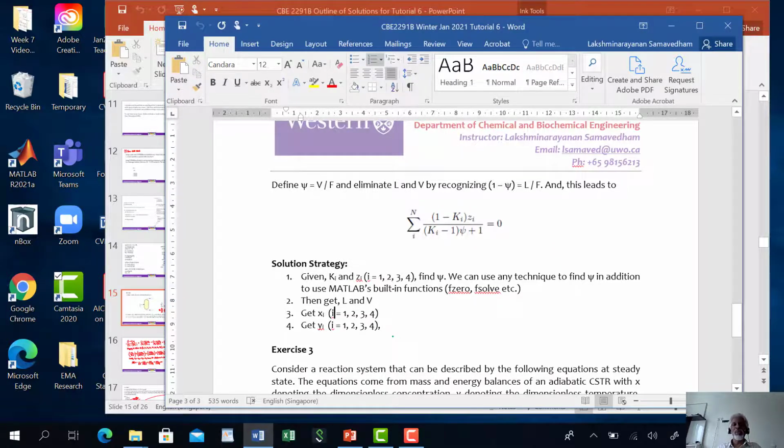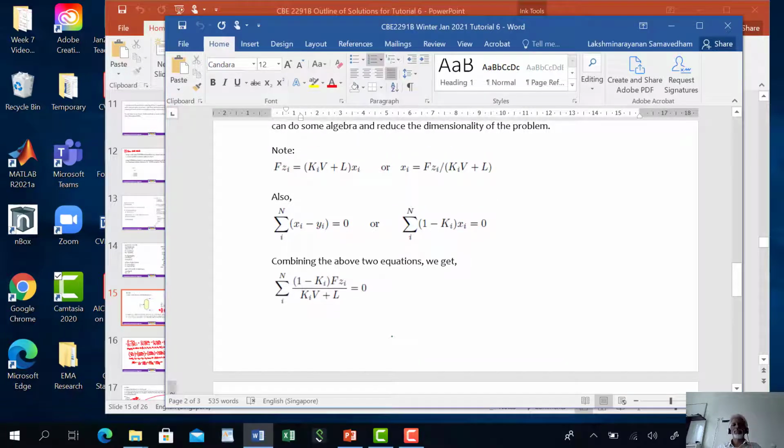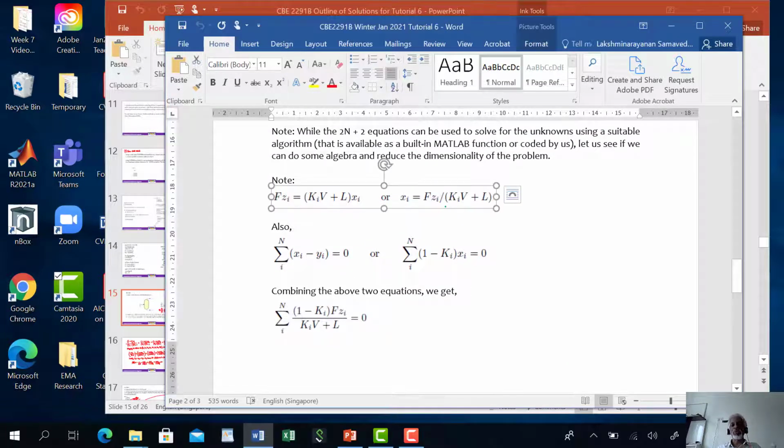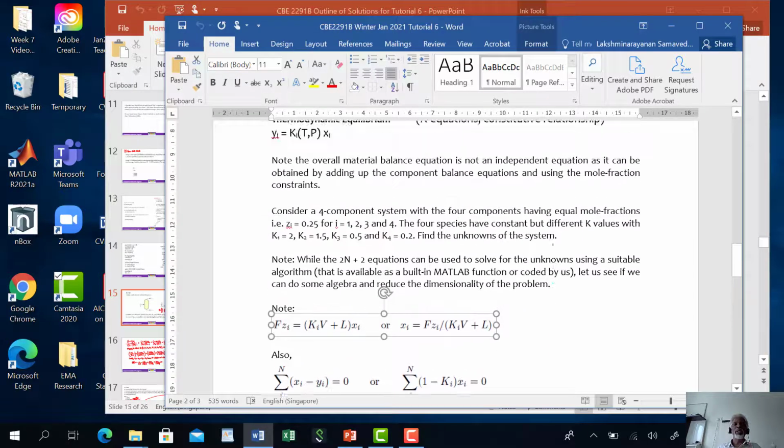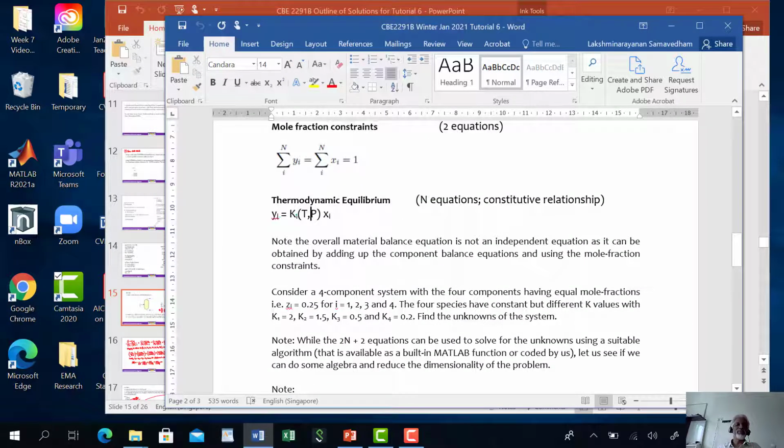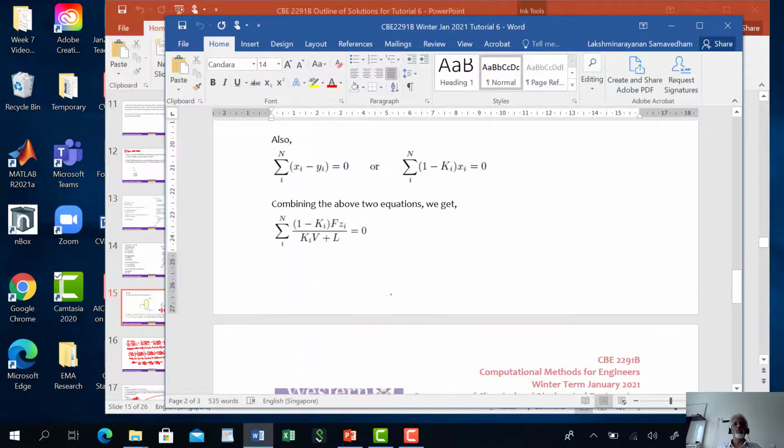Where do I get Xi from? I go to this particular expression that you see there. Xi is equal to F Zi divided by Ki V plus L. I've assumed F to be 100, Zi to be given in the problem, 0.25 in this particular example. Ki values are given for each i. V and L I've just calculated. Therefore, I can use this expression to find out Xi. i goes from 1 to 4 here. Once I get Xi, then I can find Yi using Yi is equal to Ki times Xi. So that is the solution strategy, which I've also outlined.